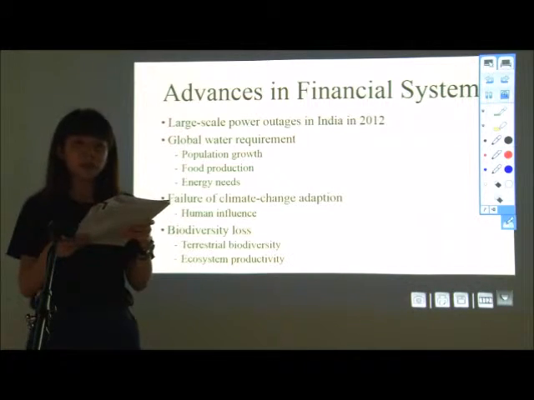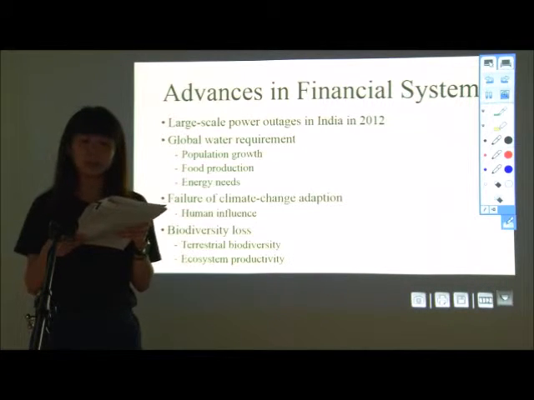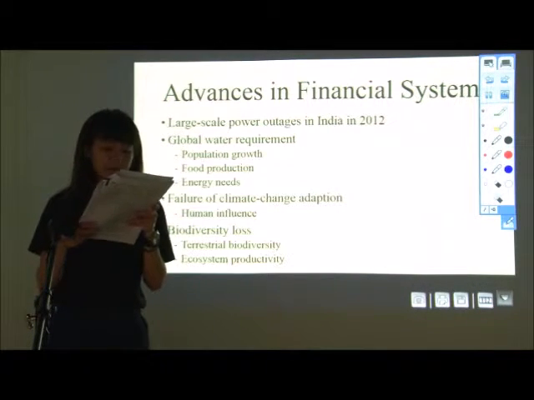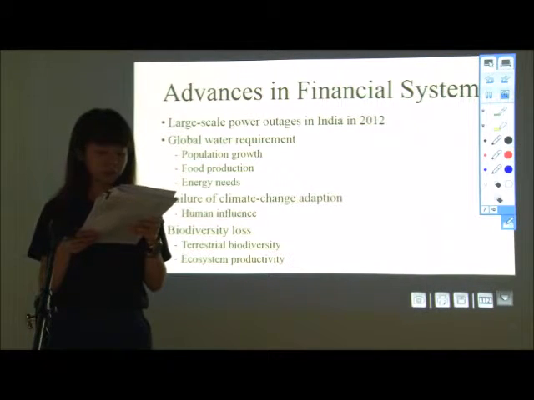The loss of biodiversity may not directly affect humans, but the indirect effects of losing many species and diversity of ecosystems are serious.